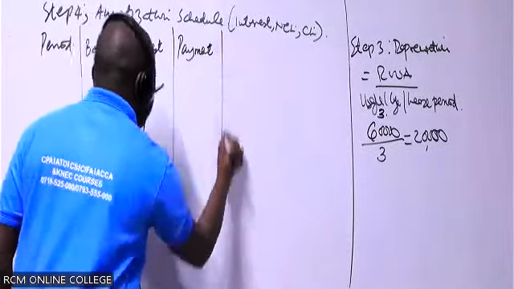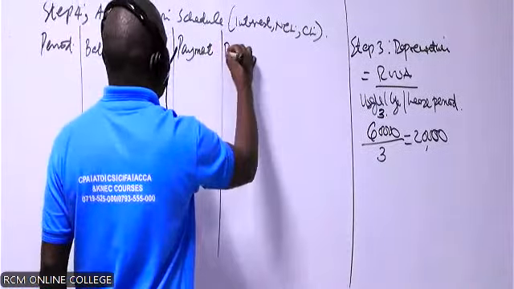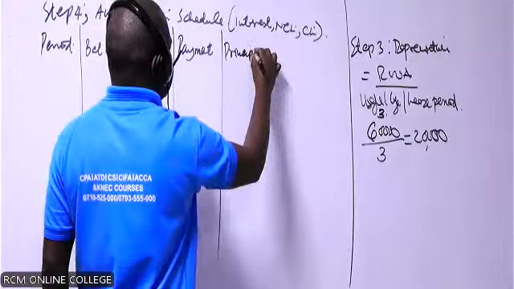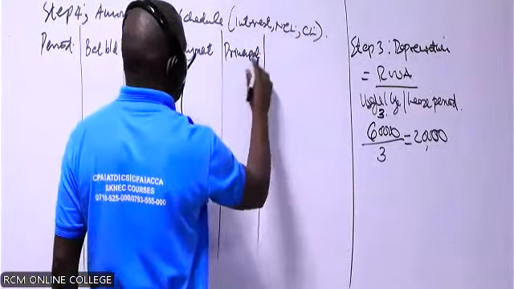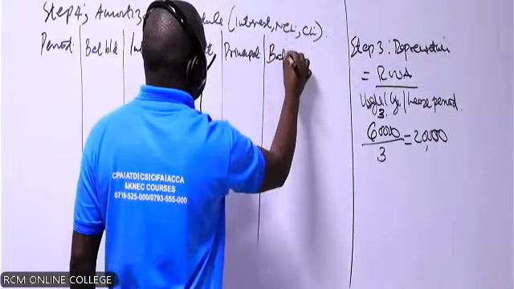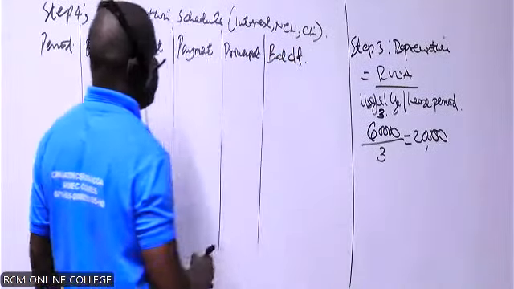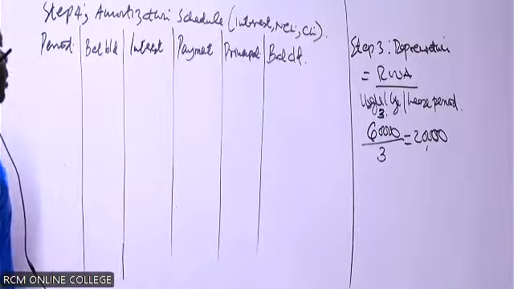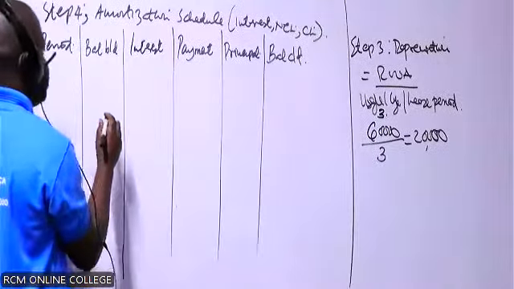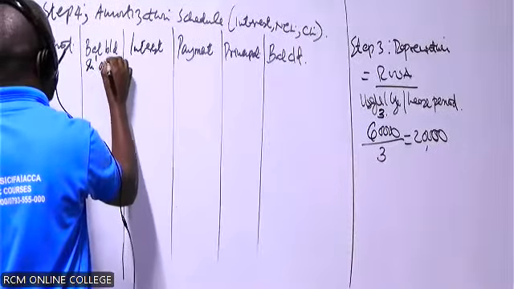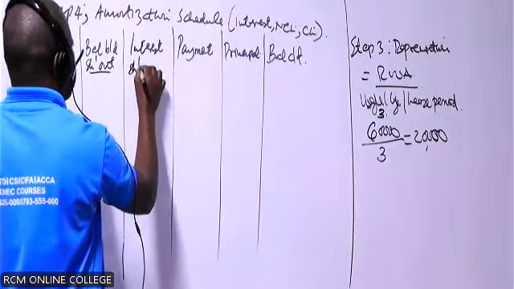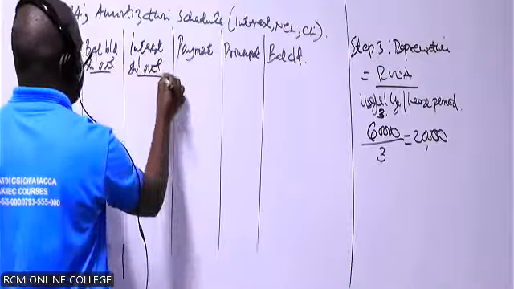When you make payment, you have to know how much of the principal amount you are remaining with. Then you need to know what will be the balance carried down. Remember our figures, we are presenting them in shillings of thousands. We need to indicate we are presenting them in shillings of thousands so that everyone can know.